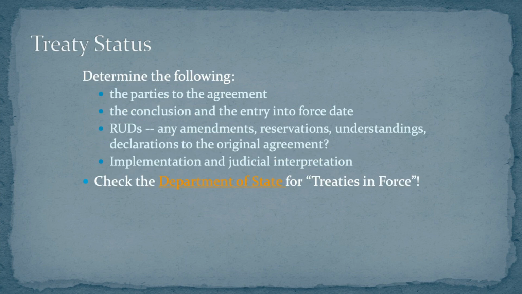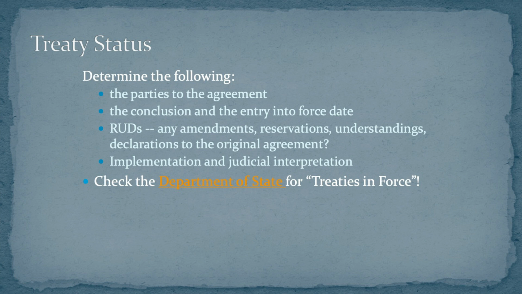And so when you think about treaty status, you need to determine the following. I've already said some of this before, but you need to make sure you know at least one party to the agreement, right, so that you can find it. The conclusion, if the treaty has ended, and the entry into force date, right? I put forced date there because I was thinking about the Treaty of Versailles, that Germany was forced to do some things by particular dates. So think about your RUDs, implementation, if there's any judicial interpretation, have there been any disputes?